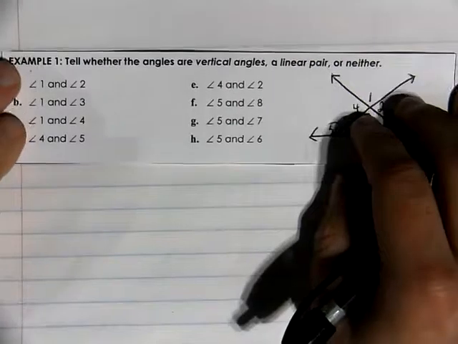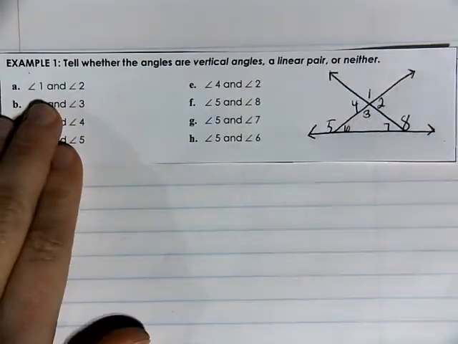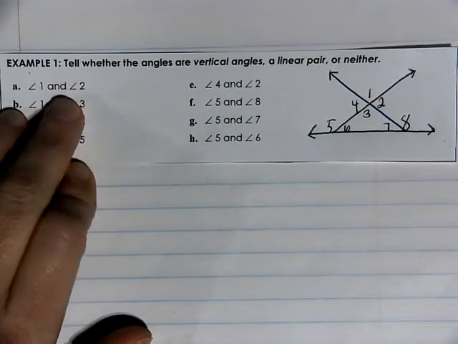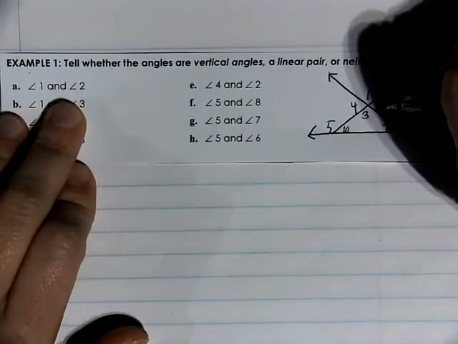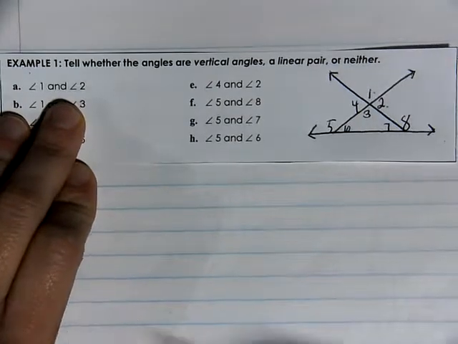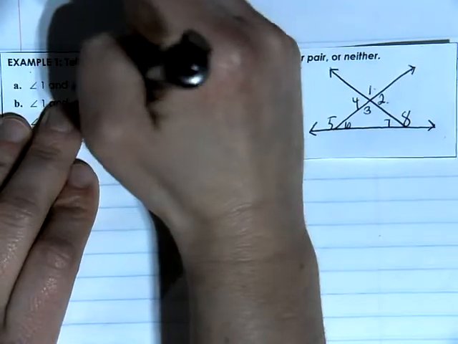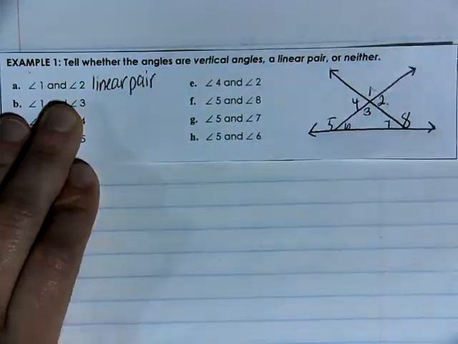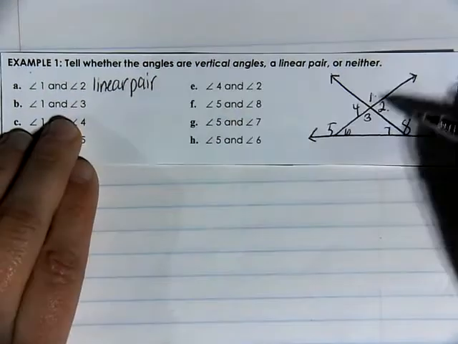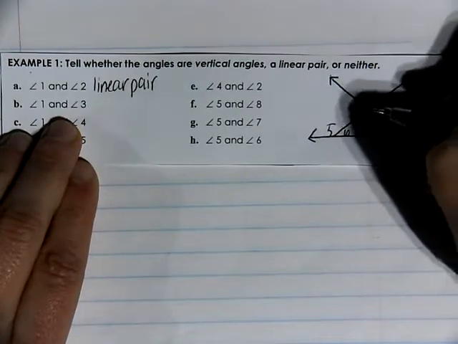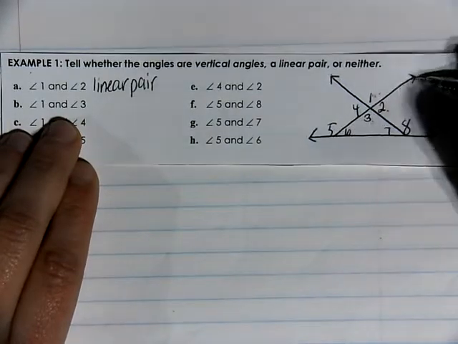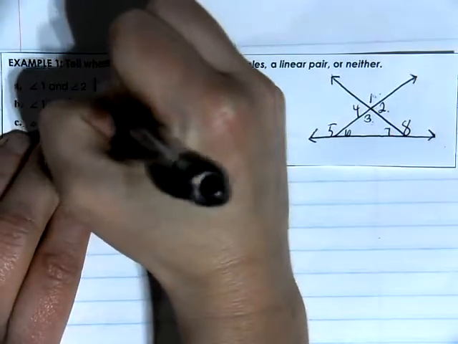All right, let's go ahead and look at letter A. For letter A, we have angle 1 and angle 2. Angle 1 and angle 2 are a linear pair, and they are a linear pair because they form a line together. Angle 1 and angle 3 share a common vertex and are created where two lines intersect. They are considered vertical angles.